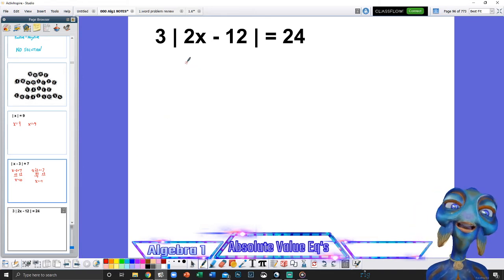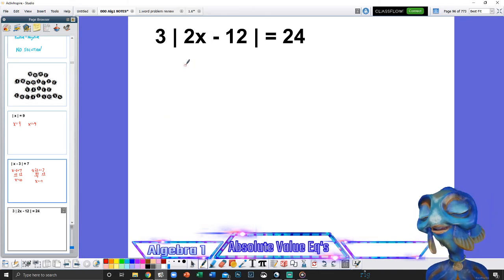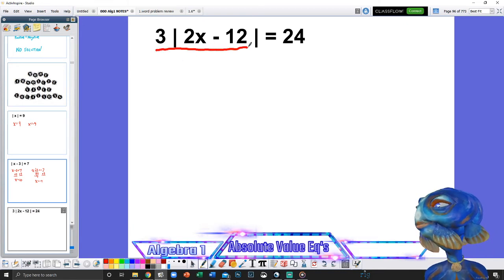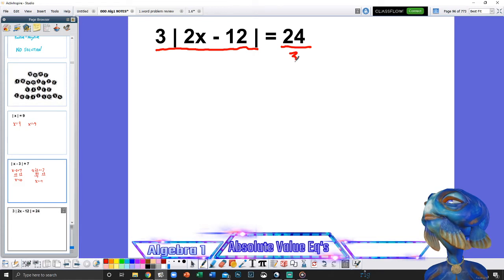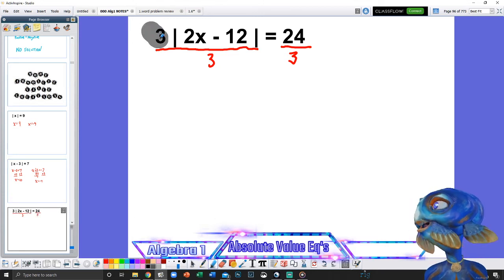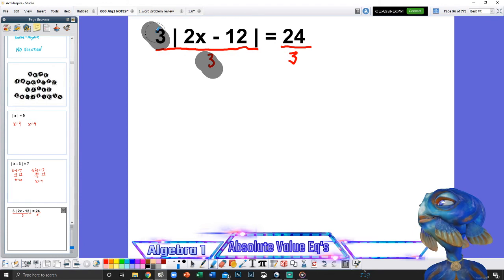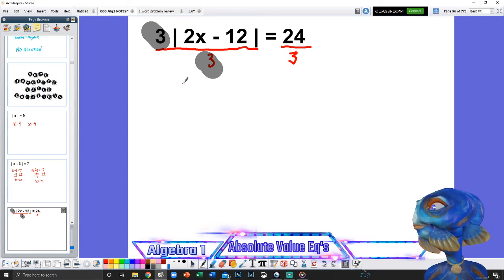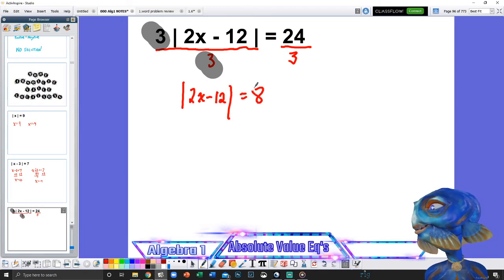Alright, you go ahead, try this one, hit pause, and then come back when you're done. Alright, looks like you did it. Here we had to divide by 3 first. Remember, the absolute value has to be all alone first, so because of that, I need to move the 3 away. So those cancel. Remember never to distribute into absolute values. This leaves me with 2x minus 12 in absolute values equals 8.